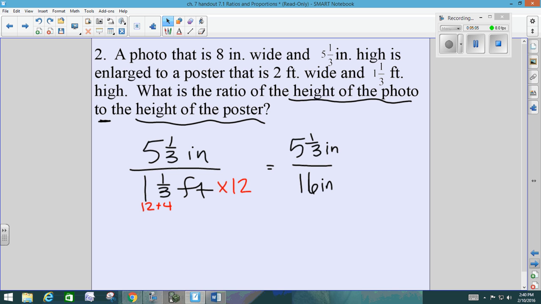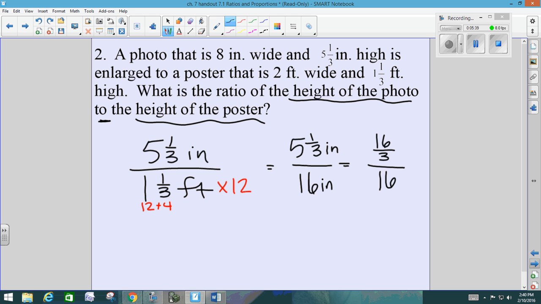I don't have a calculator, so I'm going to show you how to do it without my calculator. You have to turn your numerator into an improper fraction first. So that's when you take your denominator times your whole number plus your numerator. So 3 times 5 plus 1 gives us what? 16. Good. So this would become 16 thirds over 16. Still a fraction within a fraction, but this makes it easier to work with here.